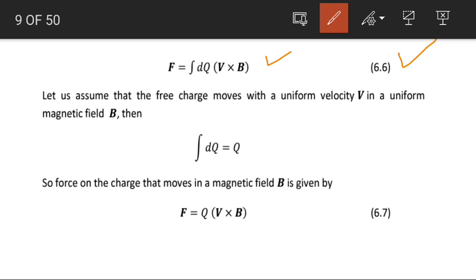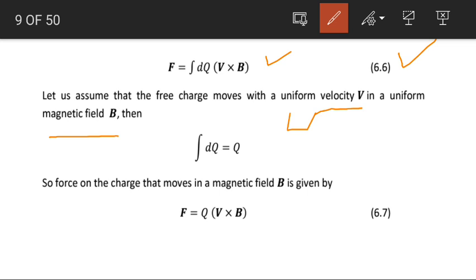b, where v is the velocity of the free charge inside this conductor and b is the uniform magnetic field. We know that this current carrying conductor is located in a uniform magnetic field. We assume that the free charge moves with a uniform velocity v and in a uniform magnetic field b. So we assume that the velocity of the free charge inside the conductor is uniform, and the magnetic flux density in which this conductor is located is uniform as well.